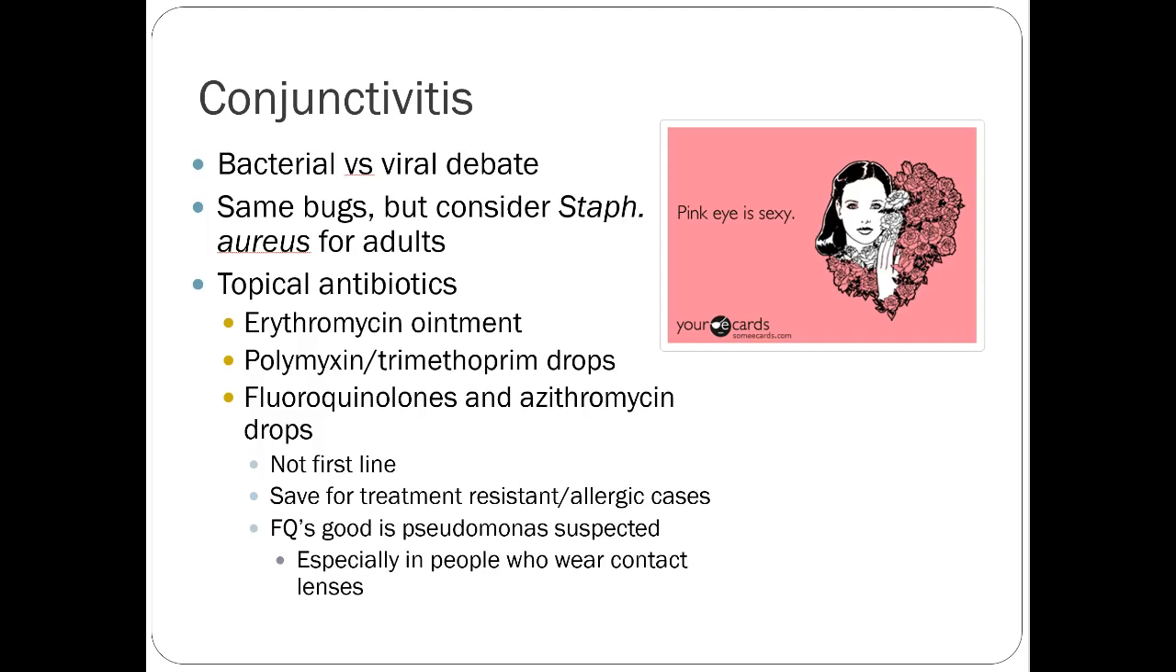I'd recommend starting with polymyxin trimethoprim eye drops first. They're a little bit less expensive, and they work quite well. Fluoroquinolone and azithromycin eye drops exist. They aren't really first line, so unless somebody's getting an allergy to that polymyxin trimethoprim, or if you suspect Pseudomonas, like an adult who wears contacts, who lets their contact solution get really bad, or puts their contacts in dirty water or something like that, who knows what happens to people. But in that case, you might want to consider Pseudomonas coverage and go straight to the fluoroquinolone eye drop.